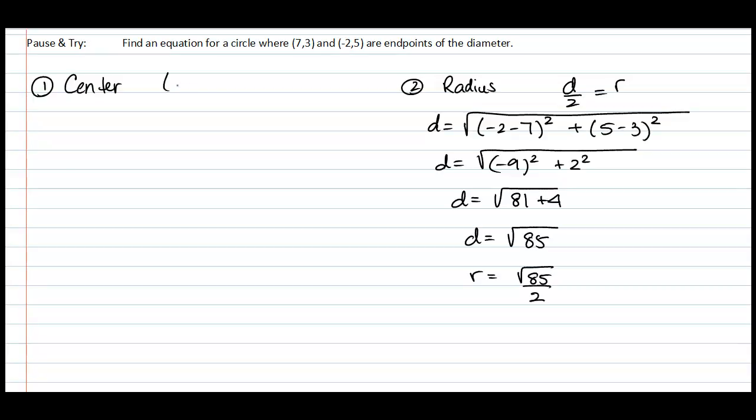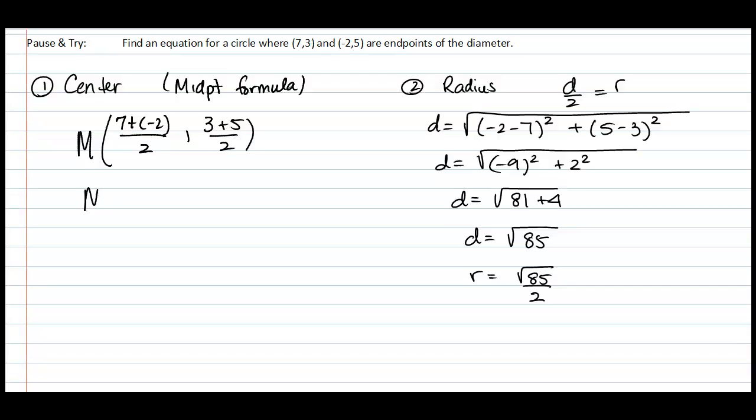To find the center, we're going to use the midpoint formula. And that should be the sum of 7 plus negative 2 over 2, comma 3 plus 5 over 2. The midpoint simplifies to be the ordered pair 5 halves, comma 4.